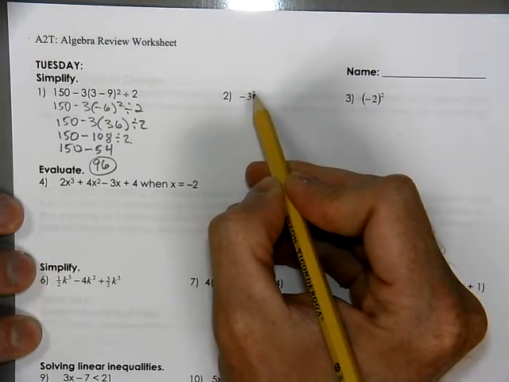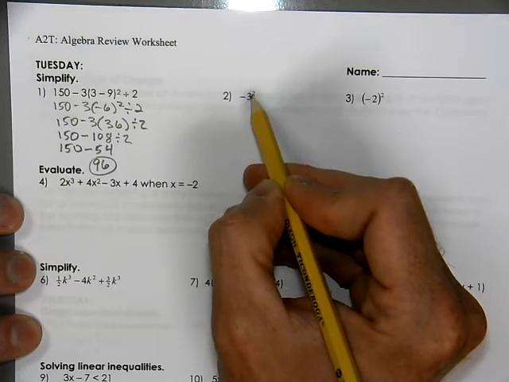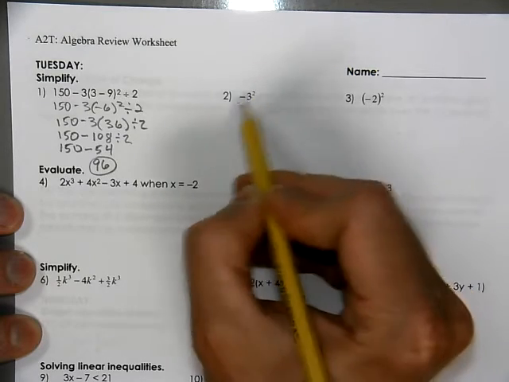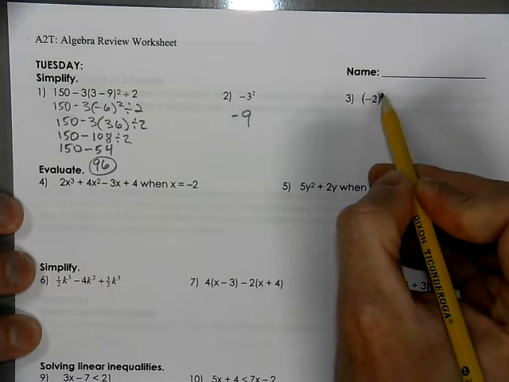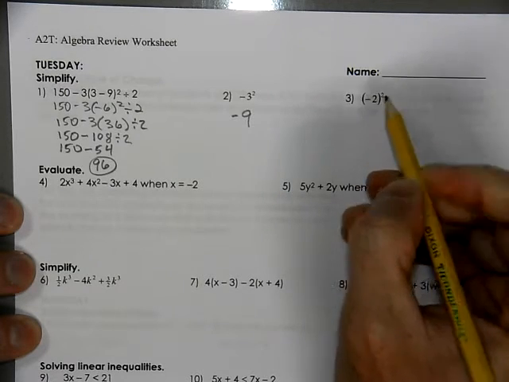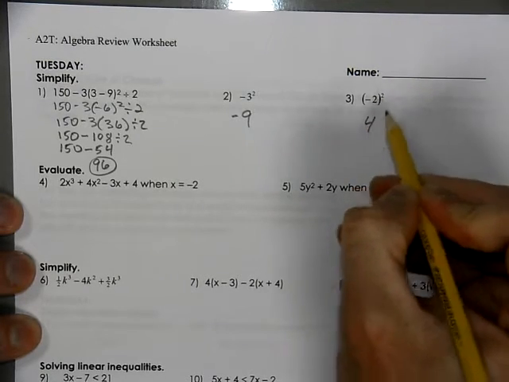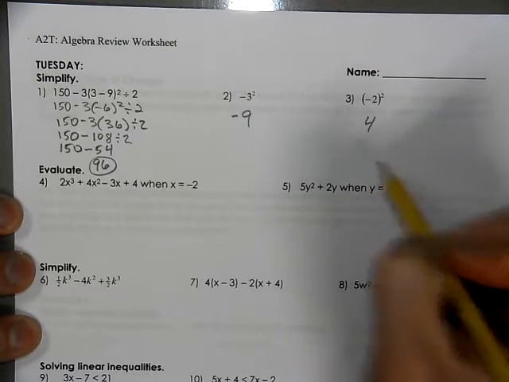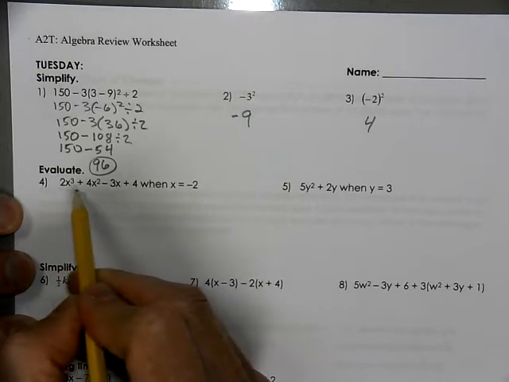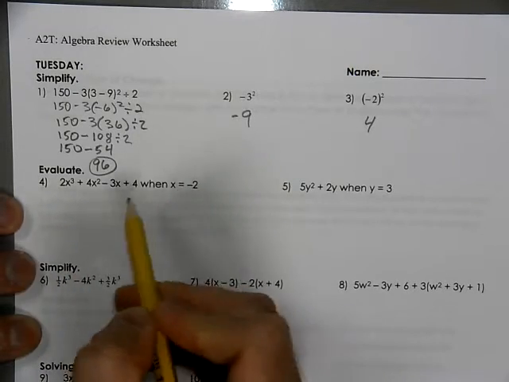Next, when we don't have parentheses, you can only square what the exponent is affecting. When you have parentheses, it's got to be distributed to each of the terms. So negative squared is a positive. Substitute in negative 2.